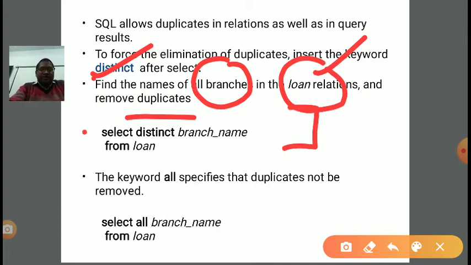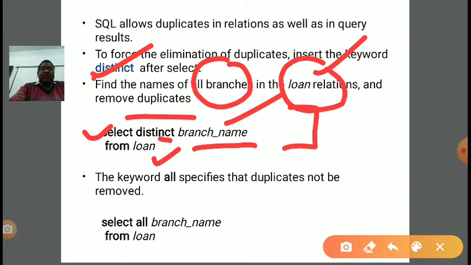So how to write it? Select, to select the required attributes, distinct command to remove the duplicacy, and what is the required column name? Branch name. Okay, so select distinct branch name from which relation? From loan.